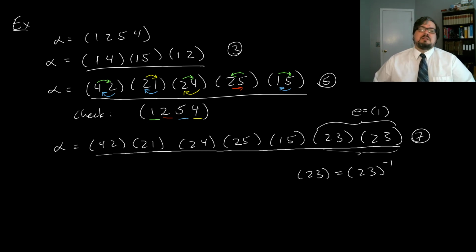enough for a proof, but it might make you start to suspect that maybe there's something going on with the parity. Maybe it's the case that while alpha has lots of descriptions as a product of transpositions, the parity of the number of transpositions, that is, whether it's even or odd, maybe can't change too much. And it turns out that that's the case, and it turns out to be very important to us.